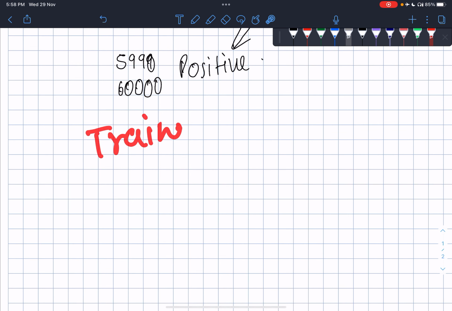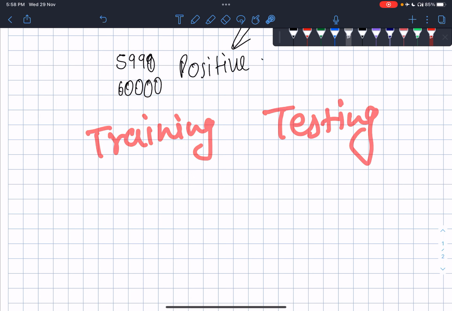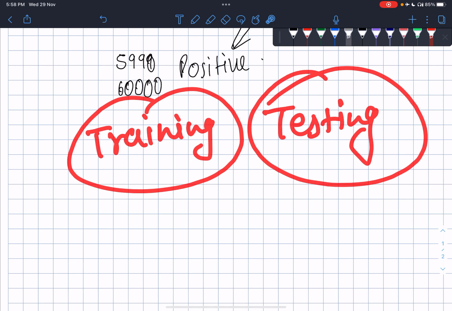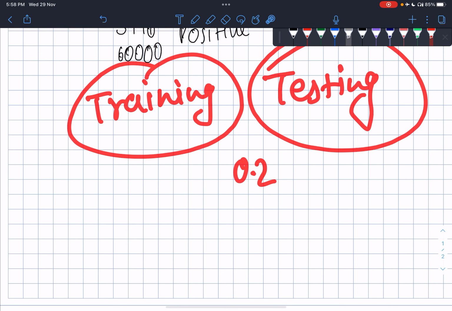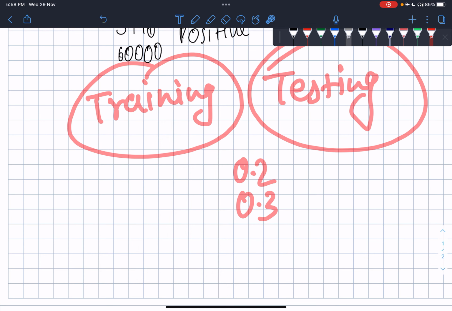As I told, first is training and another one is testing. So we split it in some ratio. We don't split it equally into training and testing; we split it in some ratio, like it may be 0.2 or 0.3.